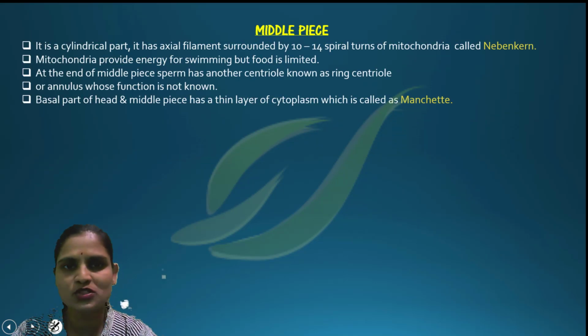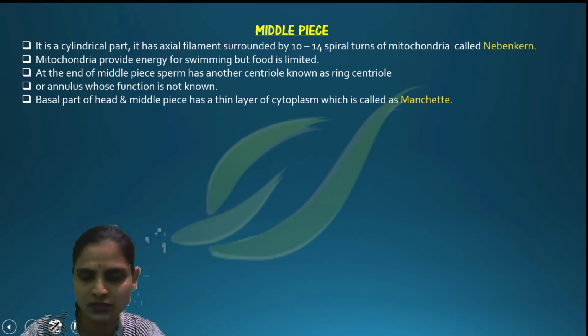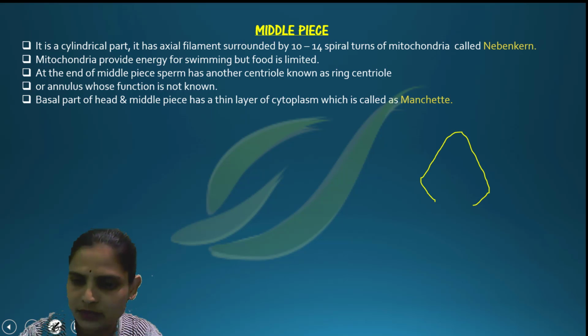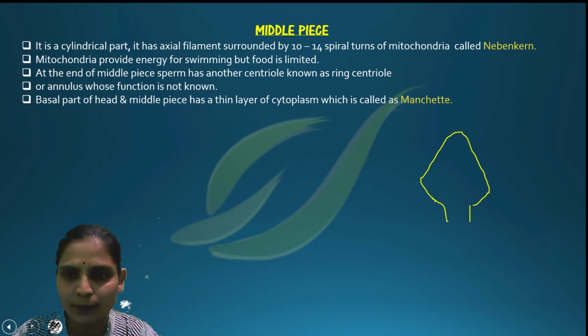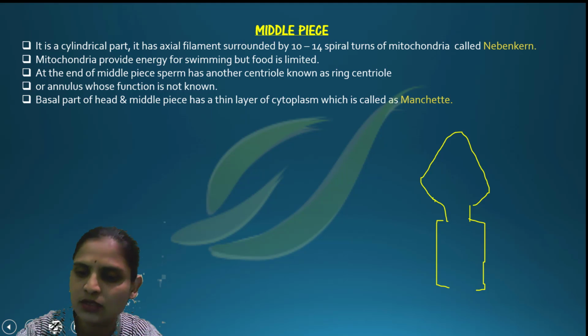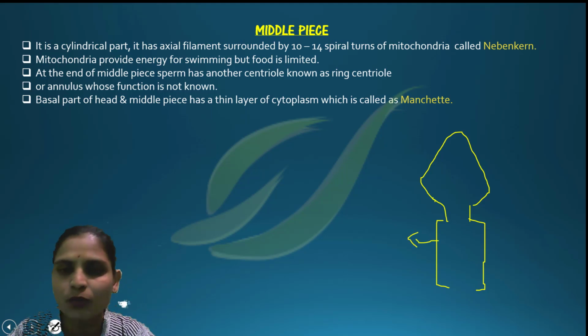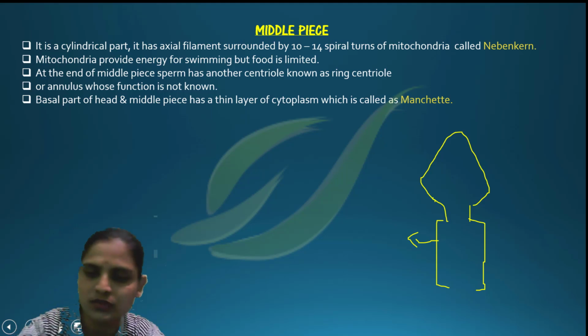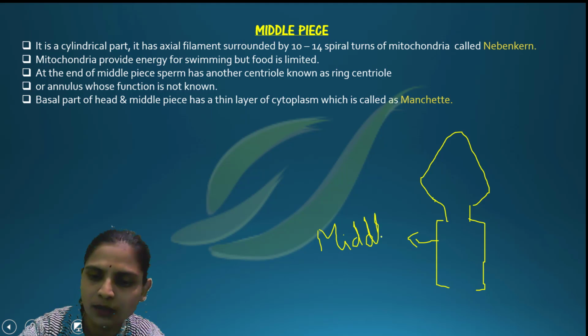Next we are going to study the middle piece. Now I am concentrating mainly on the middle piece. We have completed the head part as well as the neck part. Now coming to the middle piece, this is the middle piece. The middle piece consists of mitochondria.